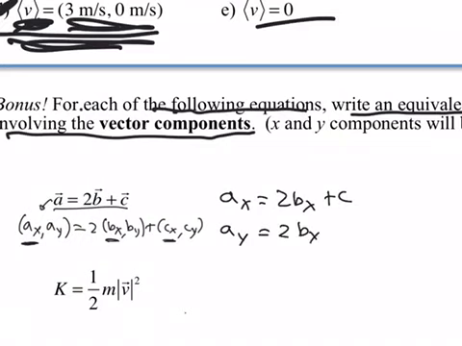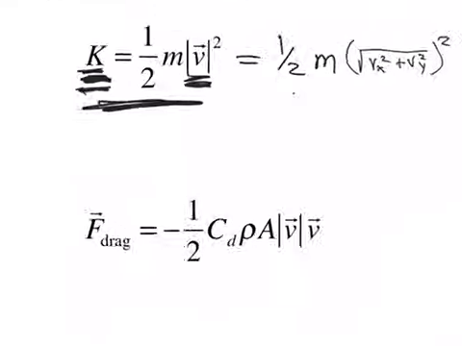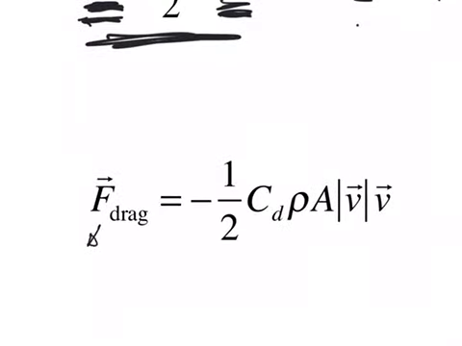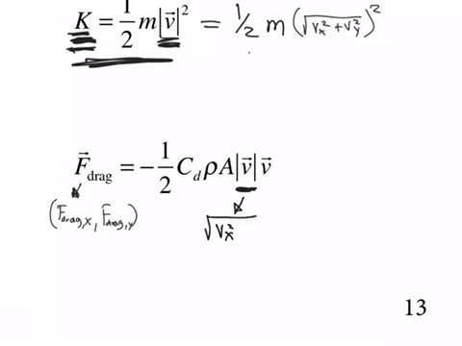And then for our last one, it's sort of a combination of the previous two. So the thing to note is that this f drag vector can be written as f drag in the x direction, comma f drag in the y direction. And on the right hand side, this magnitude can be written just as we wrote it in that second example, is just the square root of vx squared plus vy squared. And then this is actually a vector. So this is vx, vy.